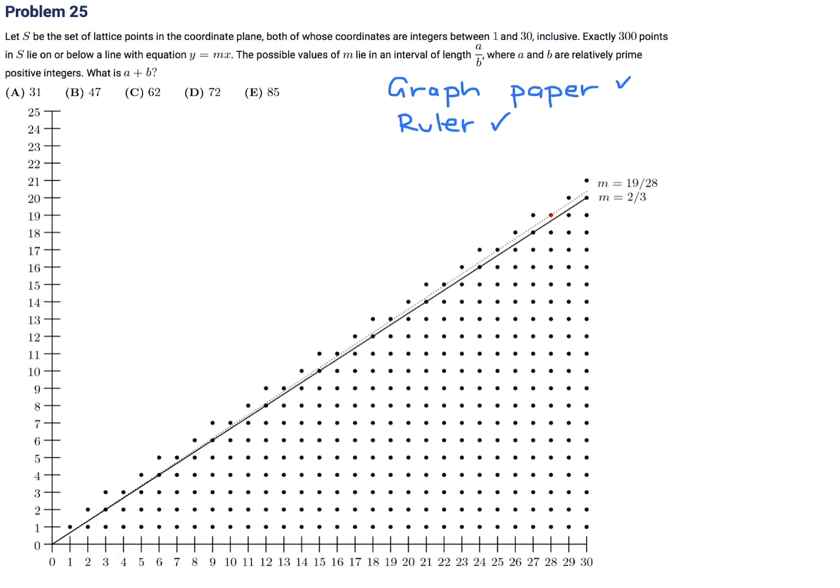And here we go. It's a masterpiece, right? So let's explain this. We have all the plots here, all the lattice points, basically. And we have to see if we have exactly 300 points below the line y equals mx. Now, y equals mx, the solid line, we'll talk about the dashed line a little bit later, but let's just look at the solid line.